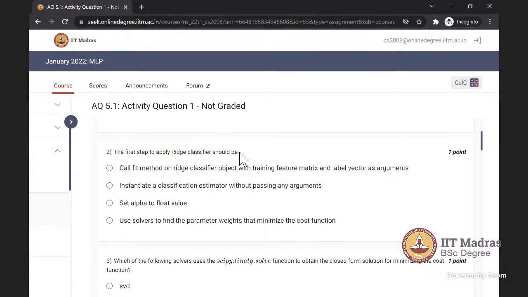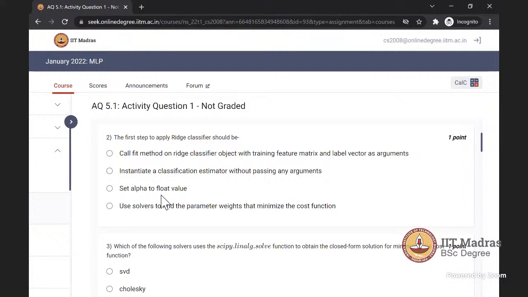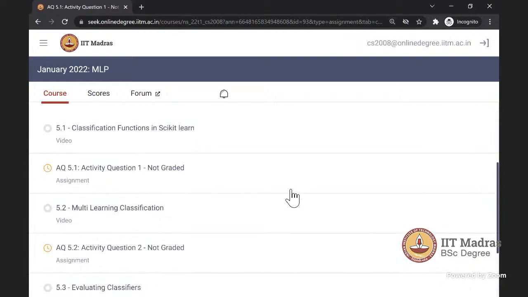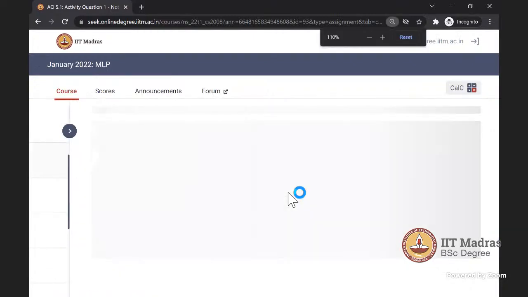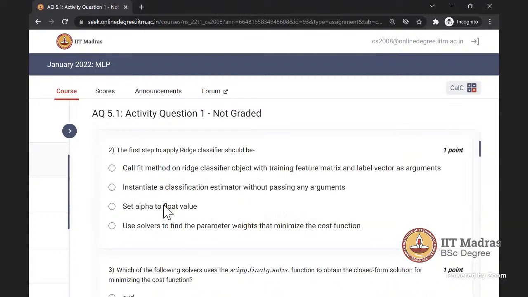The first step to apply ridge classifier should be set alpha. Are you sure about that? No, first we need to initiate the object now. Then only you can pass parameters. Yes, I agree with that. First of all, of course, set alpha is good. Yeah, instantiate the classification object, and then we can pass different parameters.